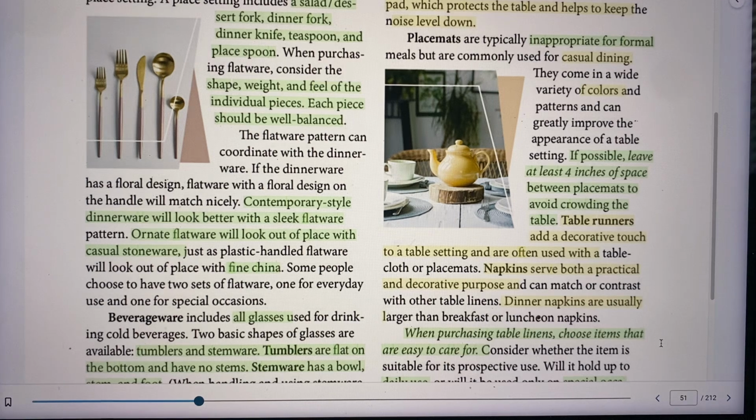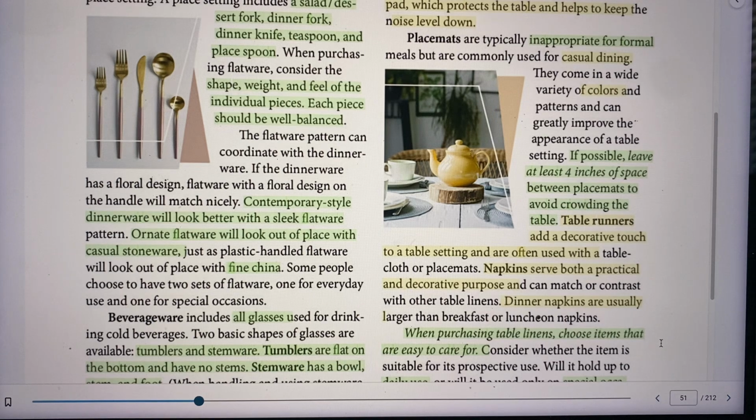And so they come in all kinds of colors and all kinds of patterns you can imagine. It says, if possible, leave at least 4 inches of space between placemats to avoid crowding the table. I've had to crowd the table a lot of times, and it didn't look so well. Usually 4 inches is important between, because when you crowd them together because you have so many people coming, but it says to make it look good, put 4 inches in between.